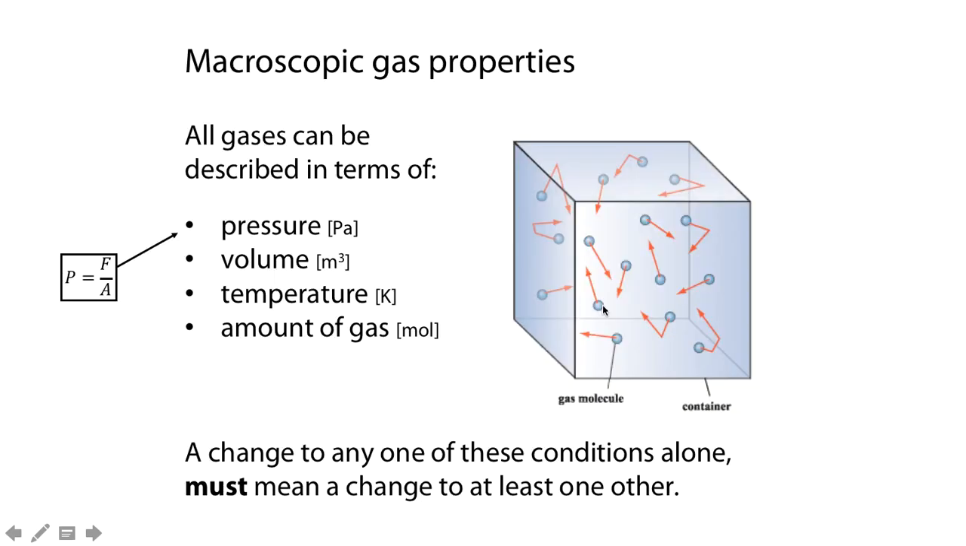So the macroscopic properties we have previously looked at are pressure, volume, temperature, and the amount of gas. Pressure in pascals, 1 newton per meter squared. Volume in meters cubed, temperature in Kelvin, and I cannot emphasize how important that is. Temperature must be in Kelvin in this equation, in any of the equations using the gas laws. And the amount of gas.